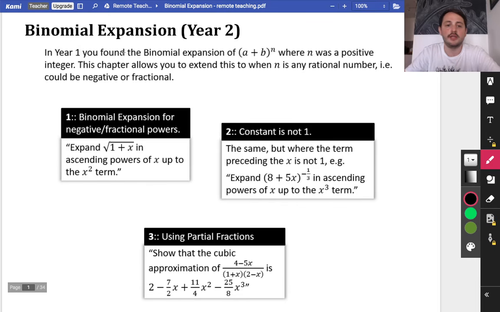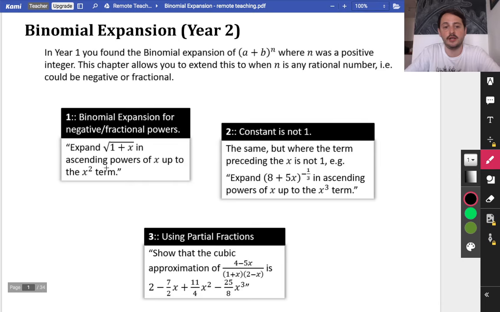So, in year 1, you found the binomial expansion of (a + b)^n, where a and b could be anything. They could be a number, they could have been an algebraic expression. But the catch was, this was only when n was a positive integer. So in this year 2 version, we extend this so that n can be any rational number. In other words, it can now be negative or fractional as well. So we can extend these ideas, okay?